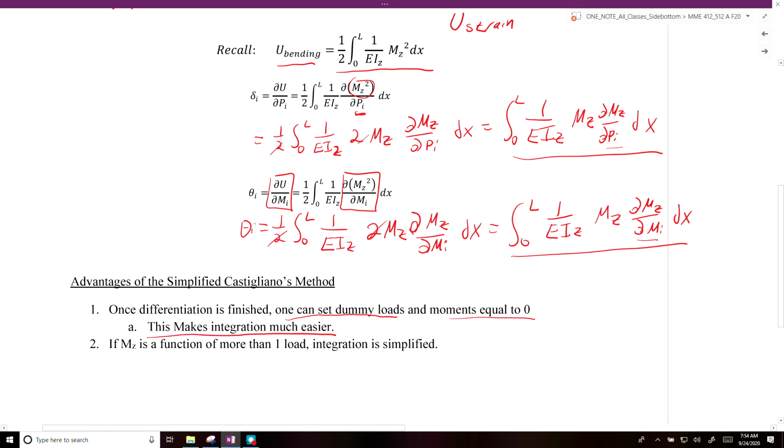The second reason it helps is that if the moment Mz is a function of more than one load, the integration is significantly simplified. If you take the derivative of that moment with respect to the concentrated force or the concentrated moment, all the other terms in that moment equation will get reduced down to just the one that's dependent on either the concentrated force at the point or the concentrated moment at the point. We're going to do a few examples to show how the simplified method reduces the amount of work that you need to do in these integrals.